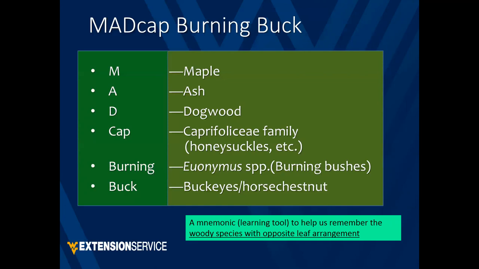And so then the burning stands for the burning bushes, the euonymus species, and finally the buckeyes, you know, MADCap: maples, ashes, dogwoods, caprifoliaceae, burning bush, buckeyes. So if you walk up to a tree in the woods or a shrub even, and it has opposite leaf arrangement, it's a MADCap burning buck, more than likely. So it's either a maple, ash, a dogwood, one of the Caprifoliaceae family, the honeysuckles, right? A burning bush or a buckeye.